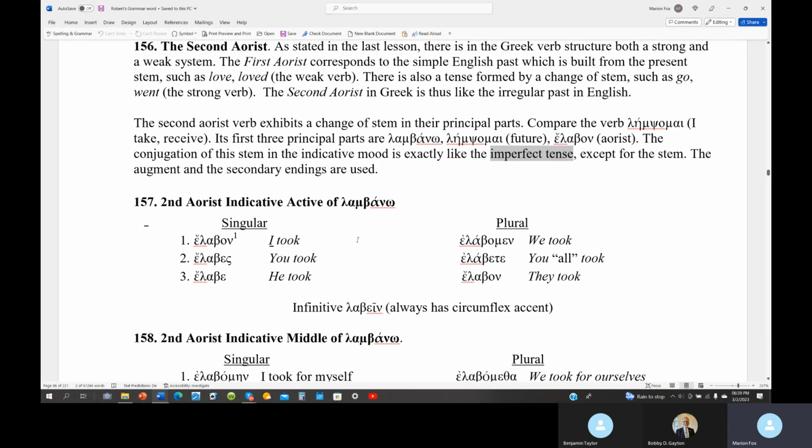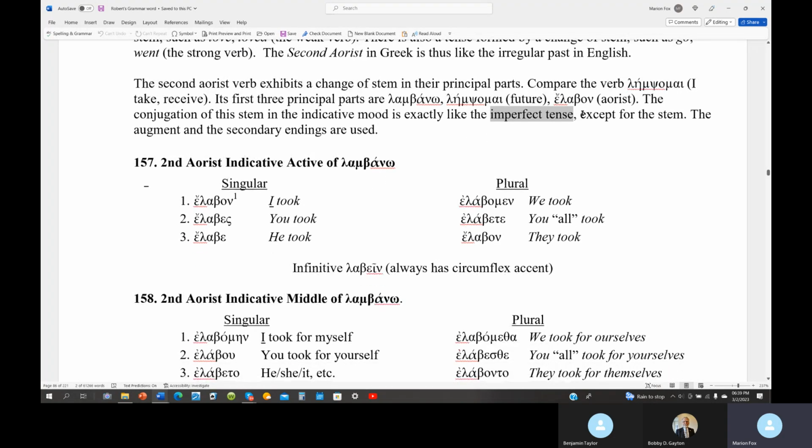Right here, it's like the imperfect tense, except for the stem. Now, that's the difference. That's how you can tell the imperfect from the second aorist. The stem is going to be different. The augment and the secondary endings are used. So right here, lambano, and this word means to receive or take.